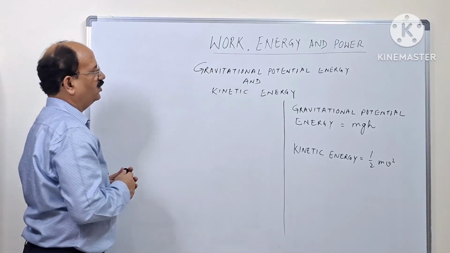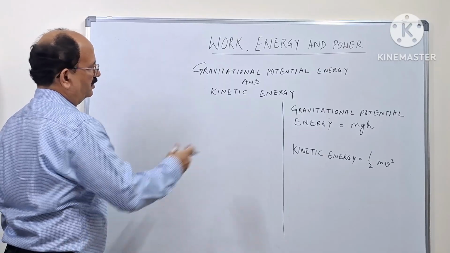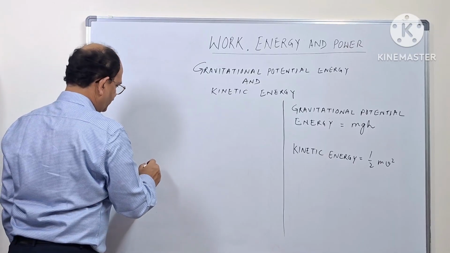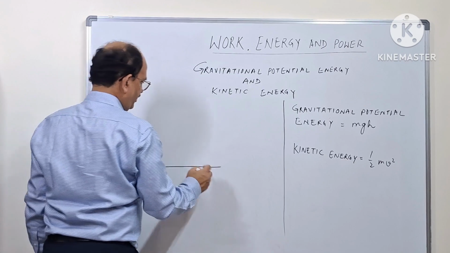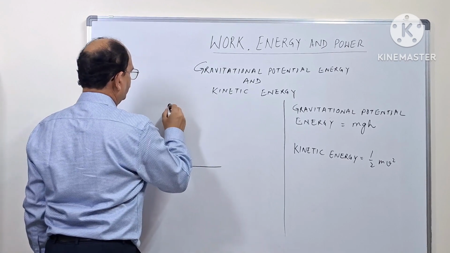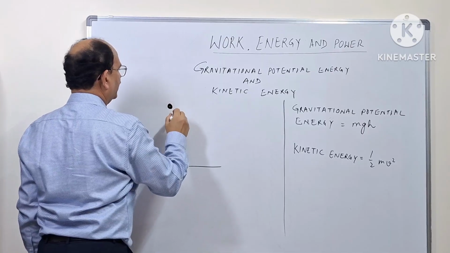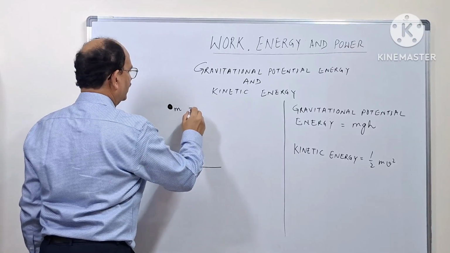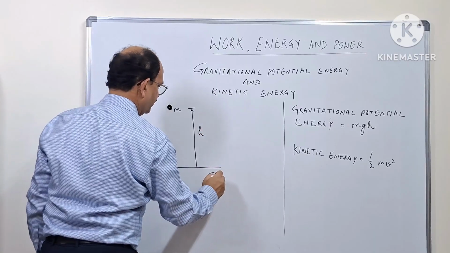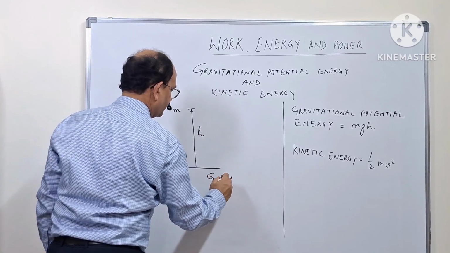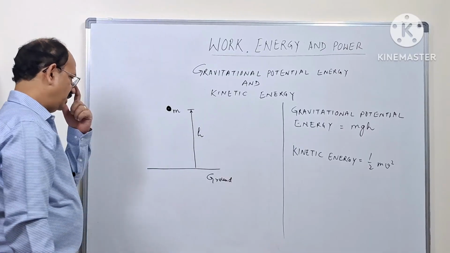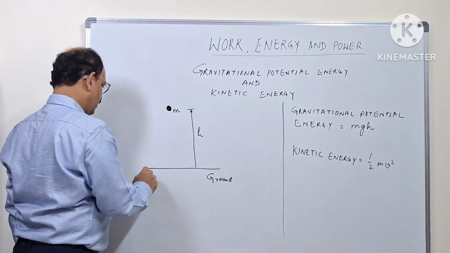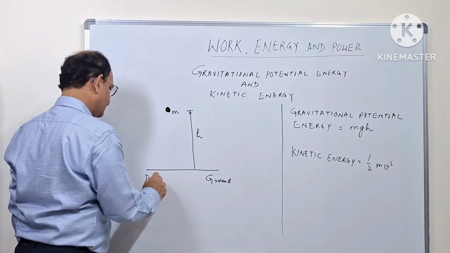So let's look at how this formula of gravitational potential energy comes. Suppose there is an object of mass m at height h from the ground. This is ground. Now, at the ground, the potential energy is taken as 0.